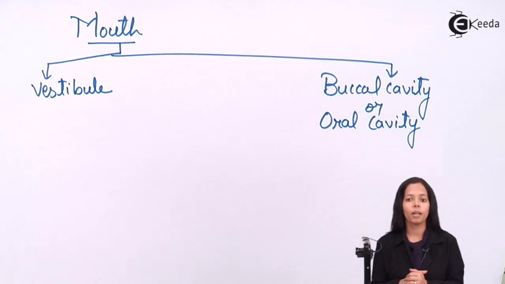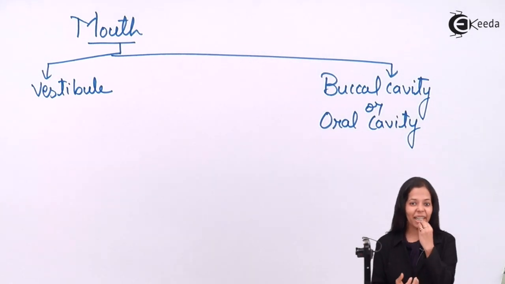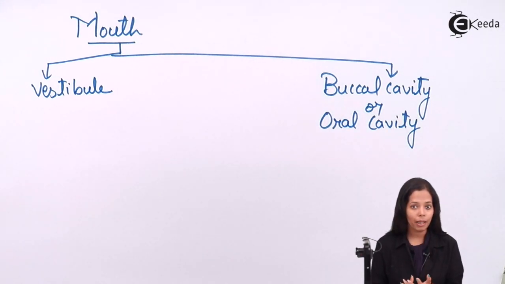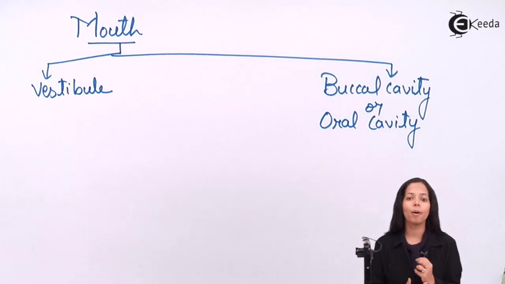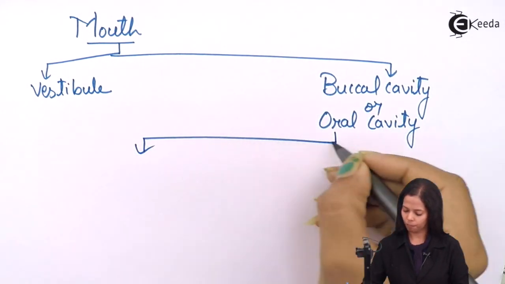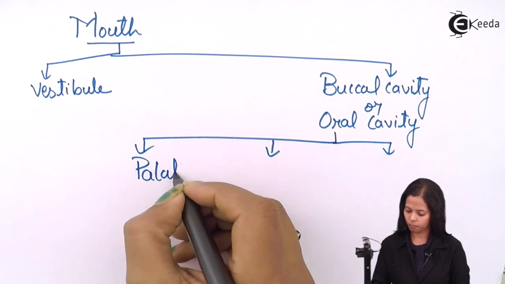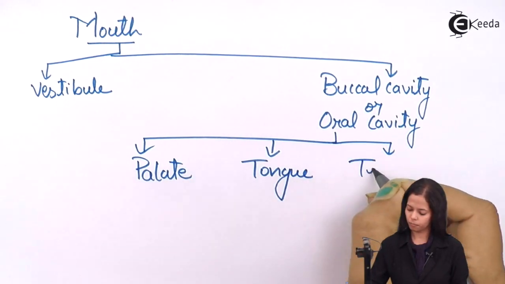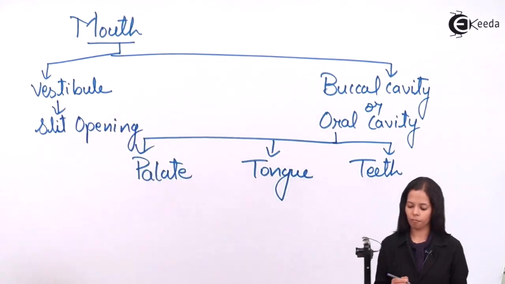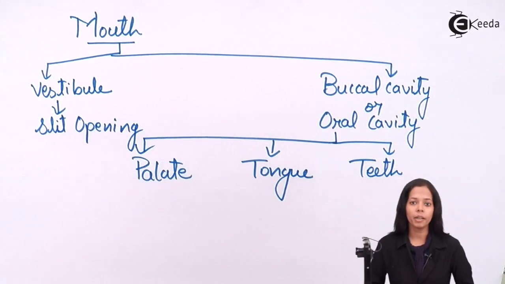Now speaking about the buccal cavity. Buccal cavity means the interior part of the mouth. The interior part of the mouth consists of three parts. You can see that is the roof of the mouth called the palate, the tongue, and the third one is the teeth. Now we'll study each part in detail.